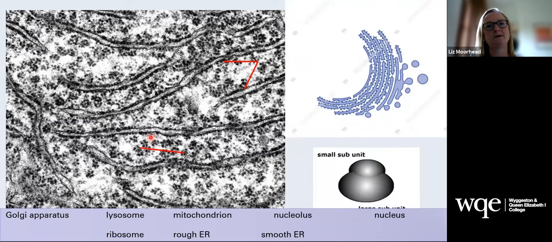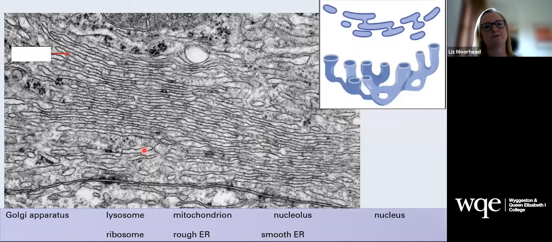Okay, and then here we have got, so you can see these membranes here and they're rough. They've got ribosomes on them. So that's the rough ER. And then you can see between the bits of the rough ER, okay, we've got the ribosomes. All right, and then finally, we have got here lots of membranes, again, must be ER. It doesn't have the ribosomes on. So it is, in fact, the smooth ER, all of this here.